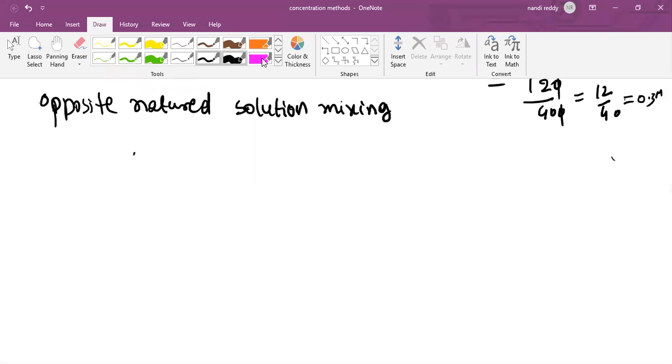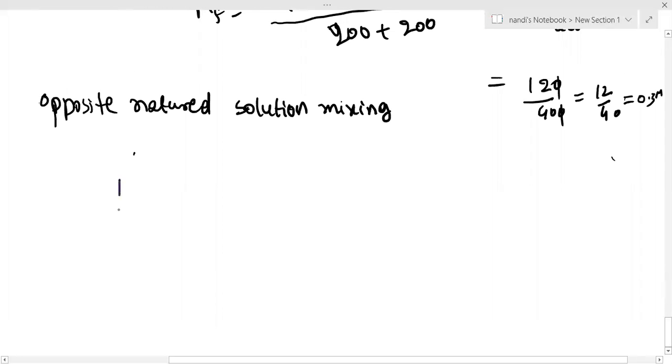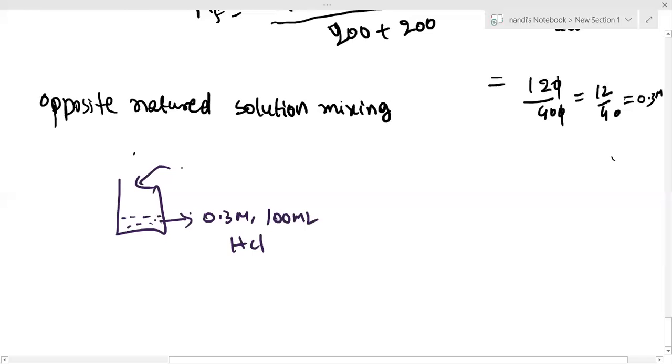So can you find out here, is this acidic or basic or neutral? Suppose I am taking here 0.3 M, 100 mL HCl. Now we are adding here 0.2 M, 100 mL NaOH. What is the resulting solution nature?